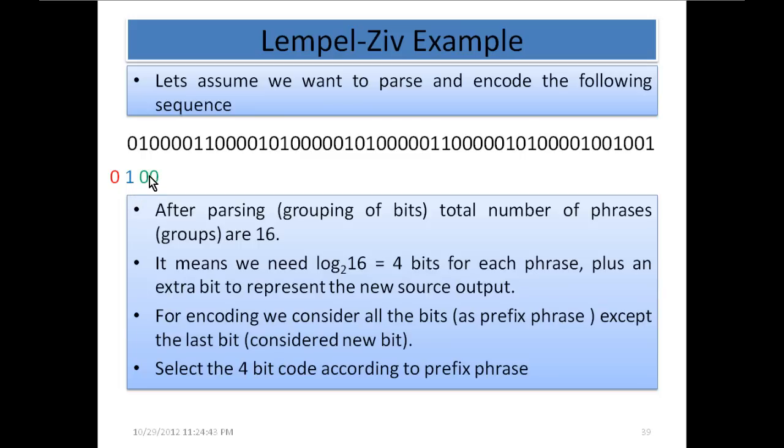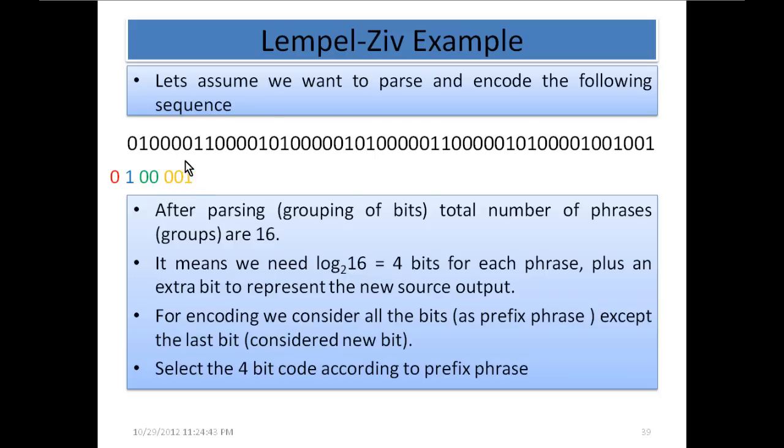Then it will combine these two zeros. Why? Because when this first 0 is received by the encoder, it will again look into its dictionary, and it will find that this 0 is already in its dictionary at index number 1. So it will just combine this 0 with the new 0 which is received over here. Then it will receive this 0 and this 0.